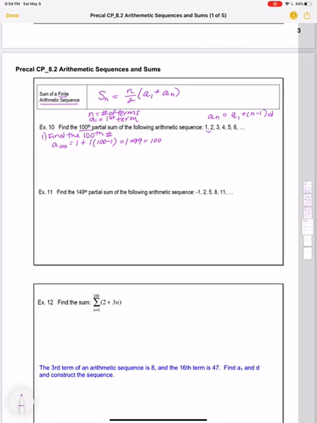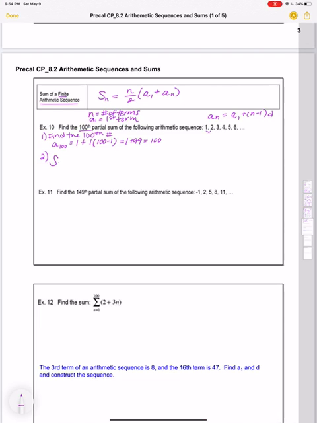Oh my gosh, does that make sense? Yes, that makes sense that the 100th number is 100 because it's just going up by 1, right? Now, did I really have to do that? No, but in the future I will have to, like the next one where it's not as obvious. So step 2, once I found it, now I'm going to use this formula.